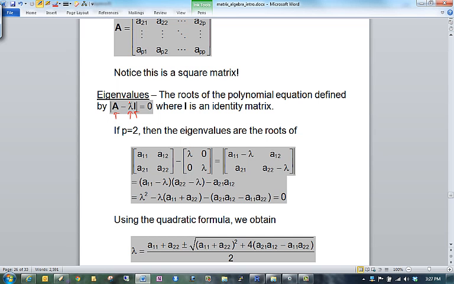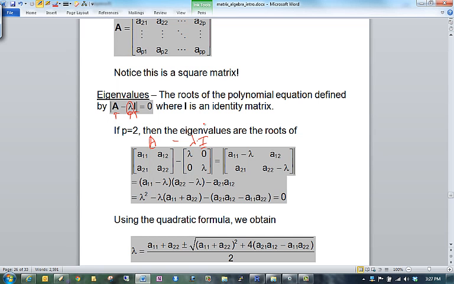I take the determinant of the whole thing, set it equal to 0, and then I try to solve for this unknown quantity, lambda. So in the case of a 2x2 matrix A, we can find the eigenvalues, which are, in case I didn't say this, these values lambda. We can try to find these eigenvalues as follows. Here's my matrix A. I subtract off lambda times my identity matrix.